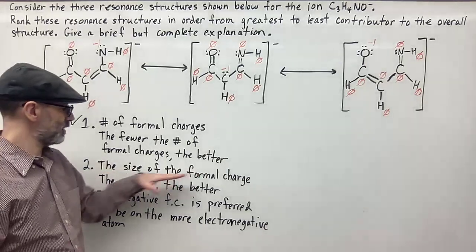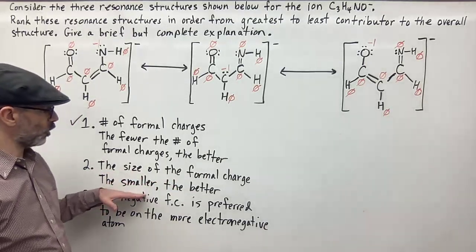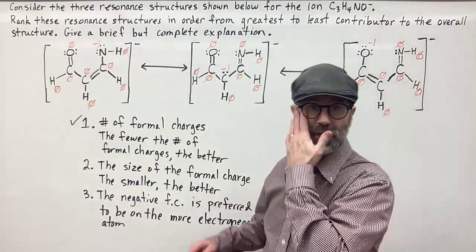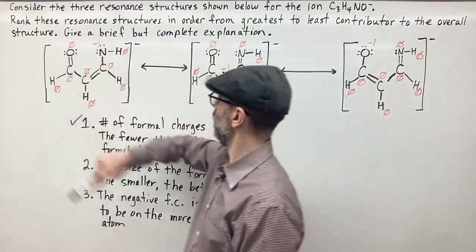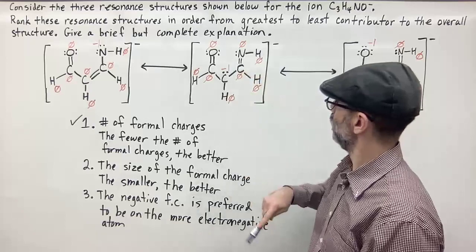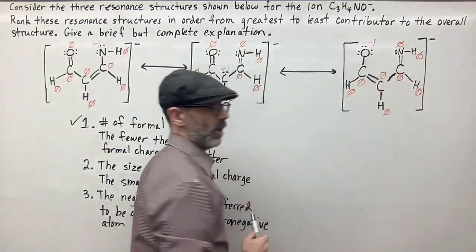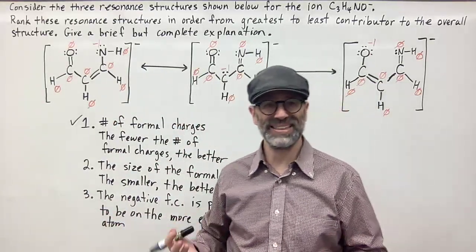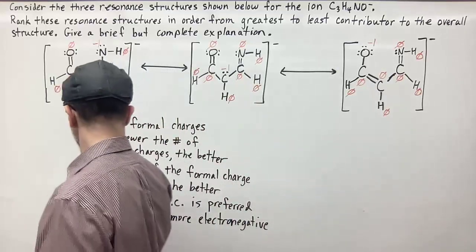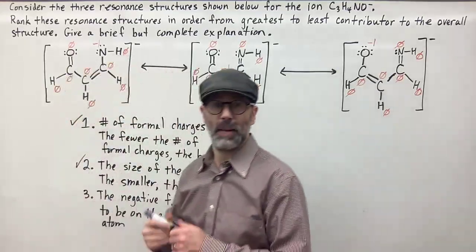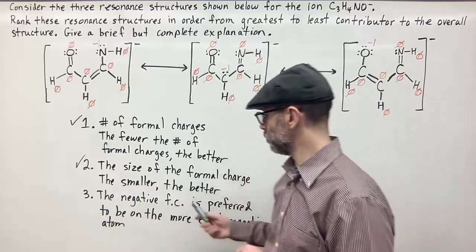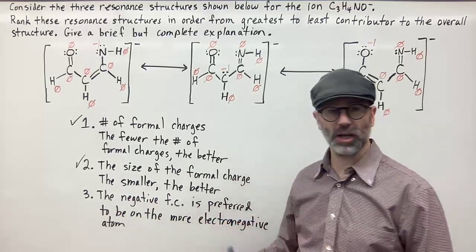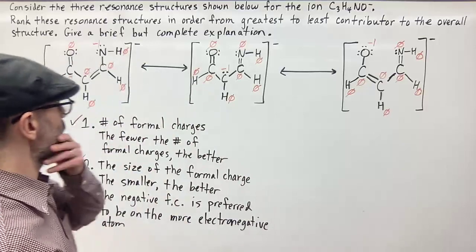What about the size of the formal charge, right? The smaller, the better. Well, they're all 0, so we're ignoring that except for the formal charge here. So this one's a -1. This one's a -1. And this one's a -1. So they all have the same size of formal charge. So that's not really going to matter, right? That's not going to help us distinguish better or worse. Well, what about this one? The negative formal charge is preferable. It's preferred to be on the more electronegative atom. Okay, so here we might have something.